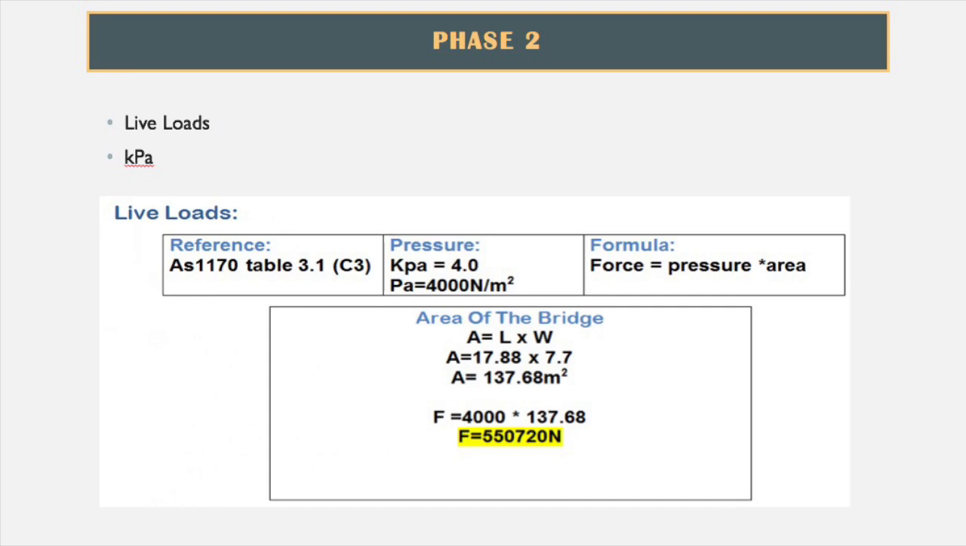We then moved on to finding our live loads. For example, the bridge's live load would be people walking on the bridge. Therefore, we needed to consider the bridge's use to help us calculate this. To find the live load, we needed to find the kPa, which is the pressure. We used Australian Standard 1170, Table 3.1, and assumed that we would use 4.0 kPa. To get the area, we multiplied length by width, and then multiplied the 4.0 kPa by the area of the slab. For our final result, we got 550,720 newtons.